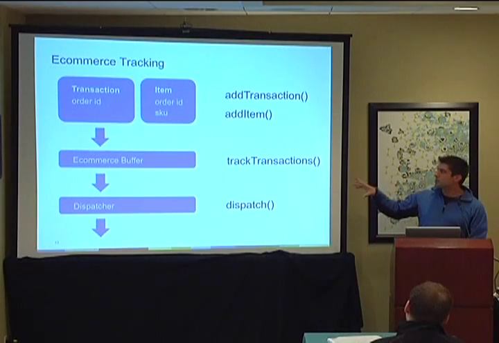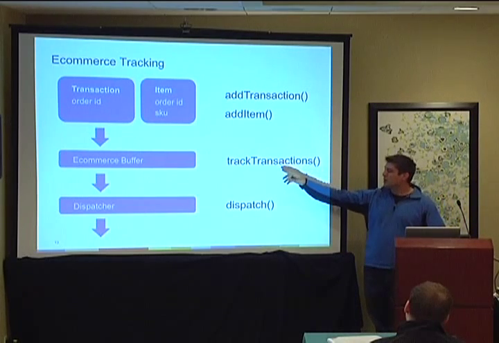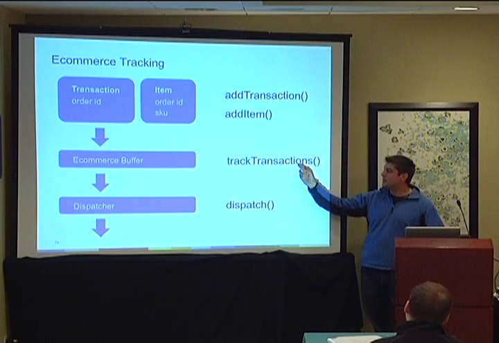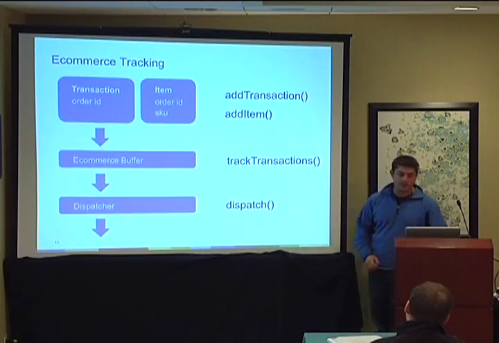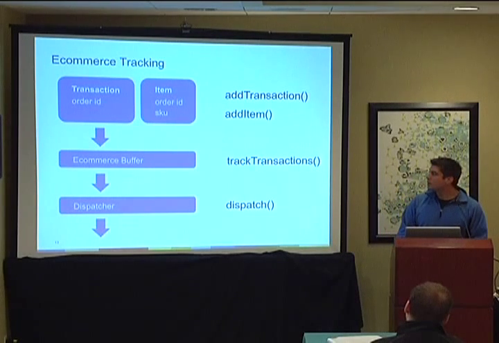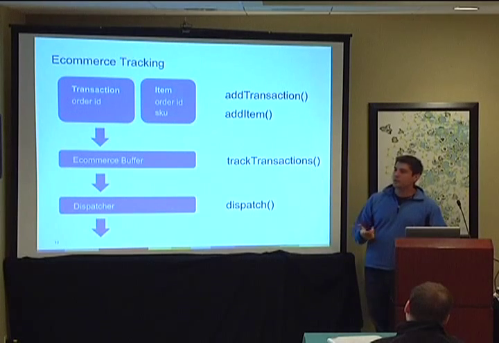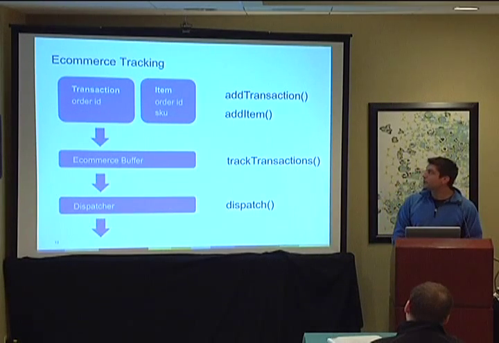So the model is interesting because in JavaScript, you call track trans, and it sends all the data. Here, you call track trans, and then it goes into this buffer until you call dispatch, and it gets sent to analytics. That way, you can actually use this when people are offline and maybe trying to do a purchase or something. You can use this tracking for that as well.